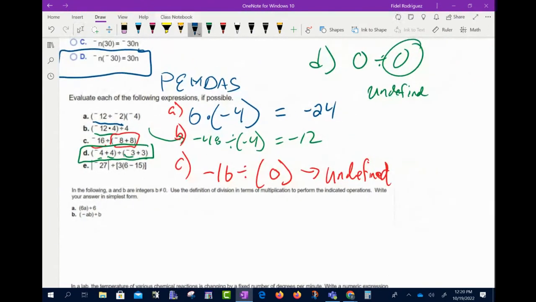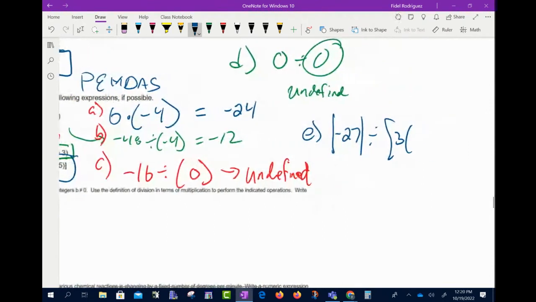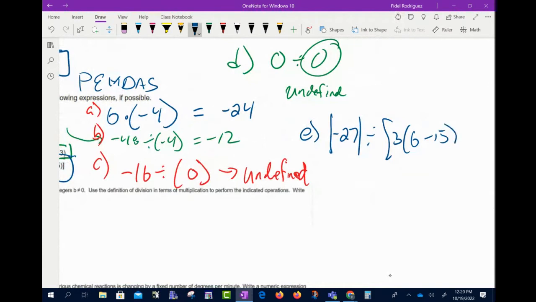And let me do part E over here on the side. I'm just going to rewrite it so that I have it here and I can do what I've got to do. So that looks like the absolute value of negative 27 divided by brackets 3 and 6 minus 15, okay?